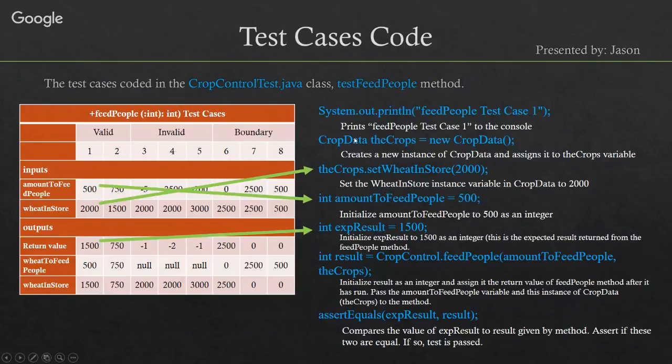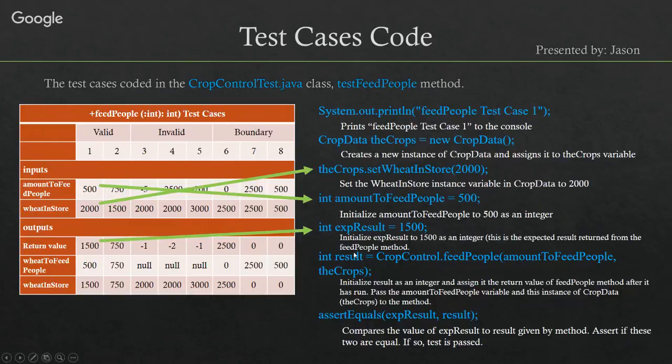Crop data, this creates a new instance of crop data, assigns it to the crops. So then we're saying the crops, we're going to set the wheat in store inside of the crops to 2,000, which is set here. The amount to feed people, we're going to set that to 500, which is here, our test case. And then our expected result is going to be 1,500. So we're initializing those variables as integers and assigning them a value.